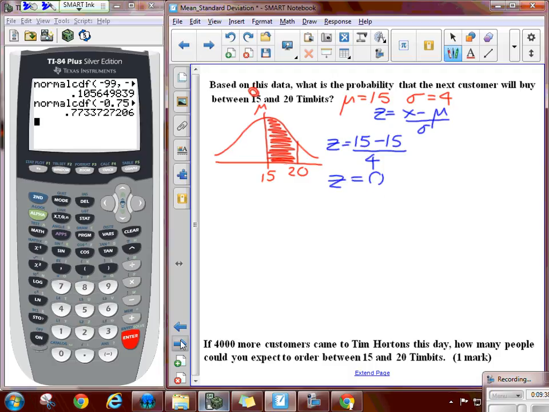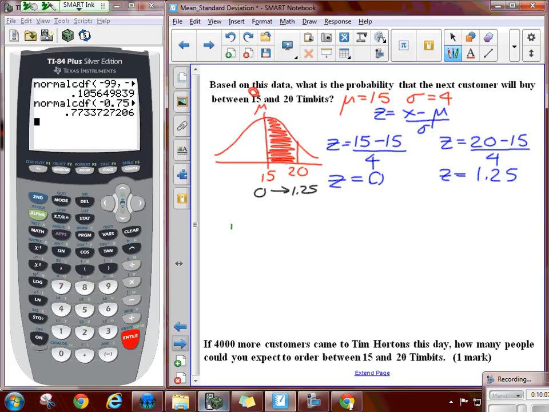The upper limit is 20. So we're going to start by saying 20 minus 15 all over 4, which 20 minus 15 is 5. Divided by 4, that's a positive 1.25. And again, it should be positive because it's above the average. So looking at my bell curve, that means this is a z-score of 0, going up to a z-score now of 1.25, reading left to right.